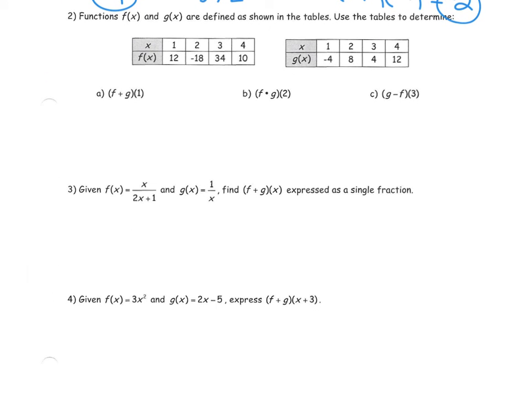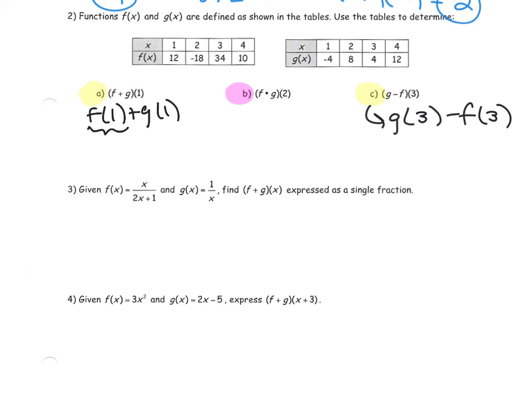Again, I just want us getting really good practice with this, so I'm going to do C and A. I want you guys to do B. Using that function notation, by this point we should be recognizing that this can be written as f of 1 plus g of 1. Similarly over here, we should recognize this is g of 3 minus f of 3.